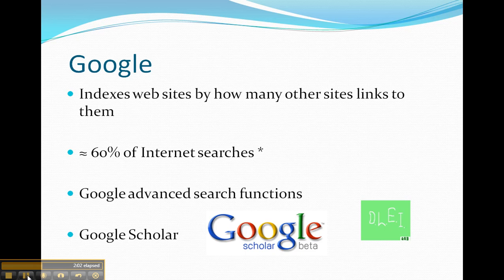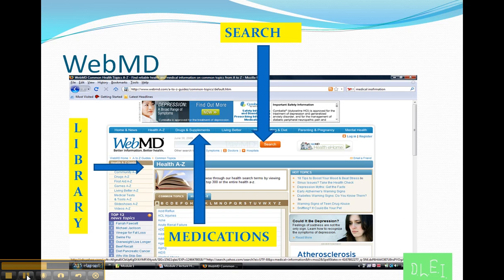It's estimated that 60% of all searches are done with Google. If you're going to use Google, may I suggest that you use the advanced search functions, and if you're really daring, try Google Scholar. We're going to start with WebMD, by far the most popular site. There are 3 functions on all the sites I want you to get familiar with. The first is search, the second is library, and the third is medications. Although they may be called different things on the different sites, they all are basically these 3 functions.